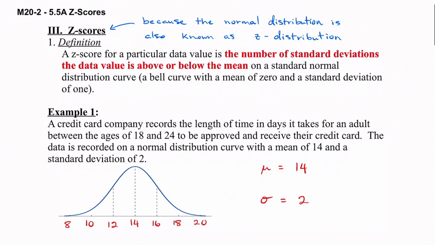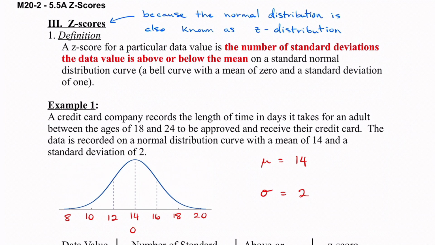Then I'm just going to write below that, if it was our standard normal distribution, it's going to have a mean of 0 in the middle. So I'm going to put a 0 there. Then this is 1 standard deviation, 2 standard deviations, 3. And if you go down, it's going to be -1, -2, and then -3.